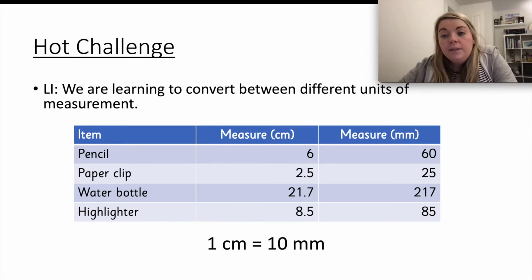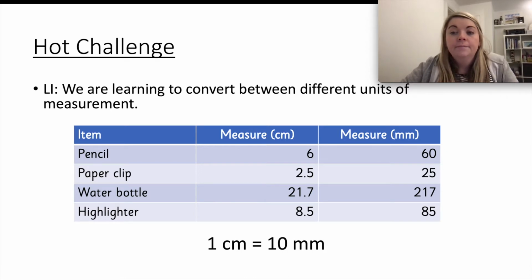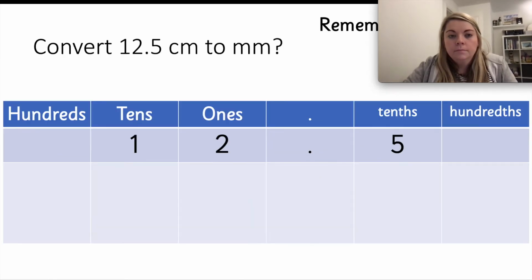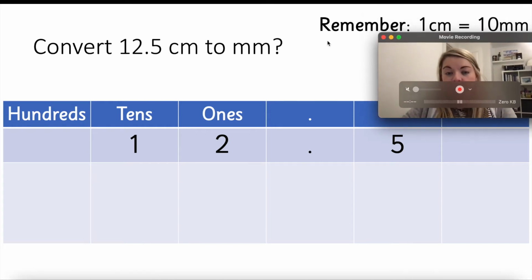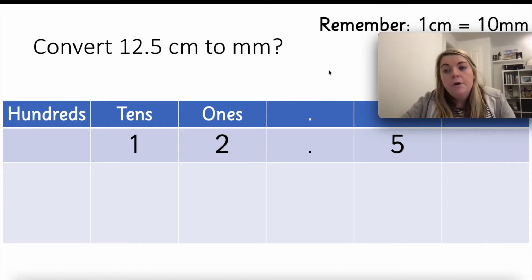So have a look and see if you can work out the connection between centimetres and millimetres. You can pause the video if you'd like to discuss this with someone in your house. So if you are converting between centimetres to millimetres, remember that 1 centimetre is the same as 10 millimetres. So the question asks to convert 12.5 centimetres to millimetres.